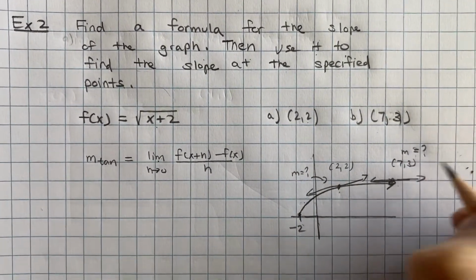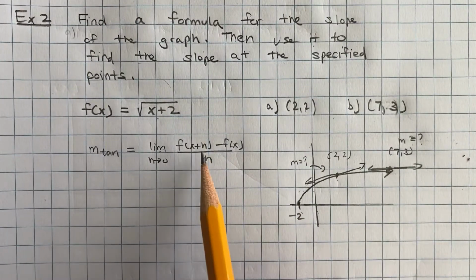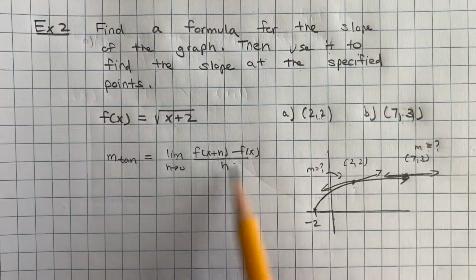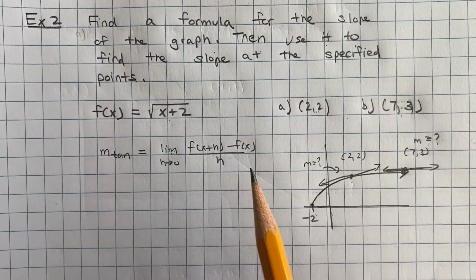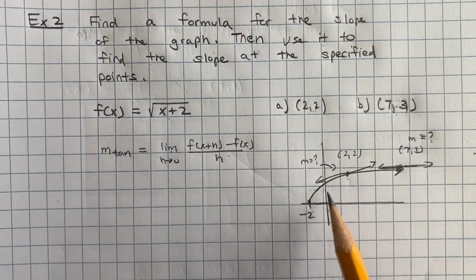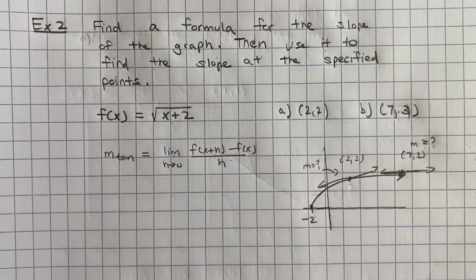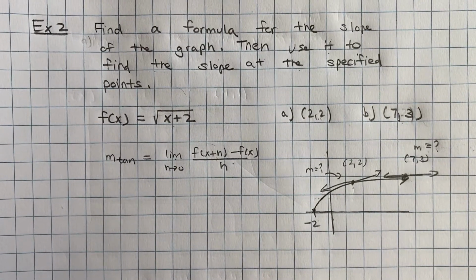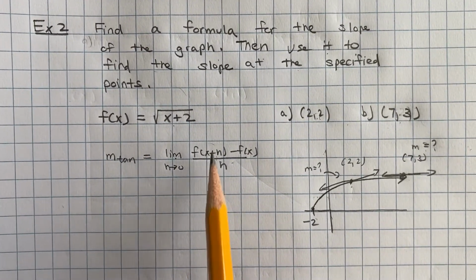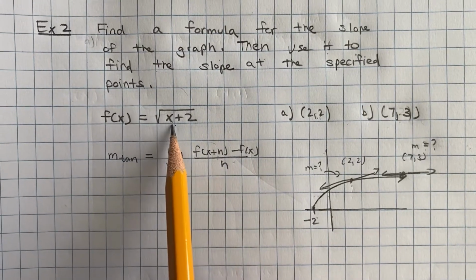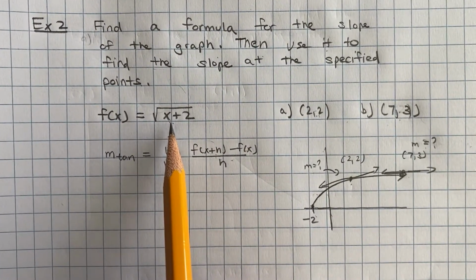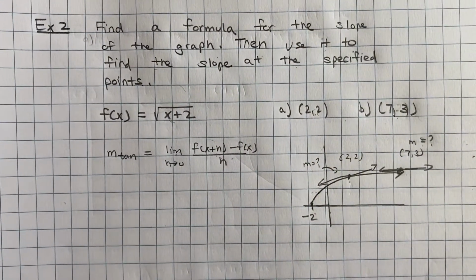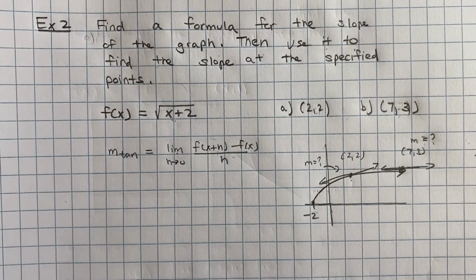So unlike the last problem, they plugged in the points in the beginning. They plugged in 2, 2, they plugged in 7, 3. I find that this way is a little bit more efficient, because once you find the slope for the graph at any point, you just plug in the point at the very end. So again, this problem just comes down to finding the limit of this expression using this function. And once you practice all the algebra and simplify everything, you can just plug in the points at the end. Okay, so that's the only thing that's different from this example and the previous example.